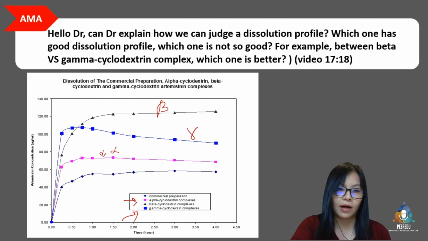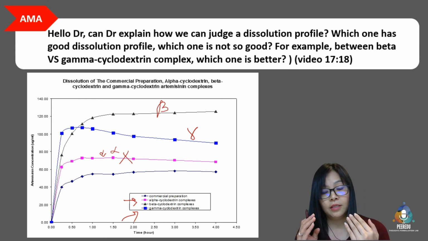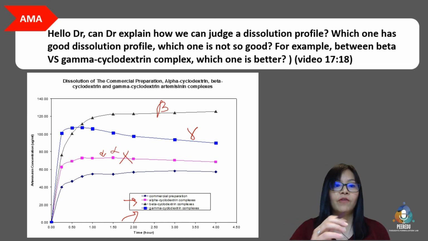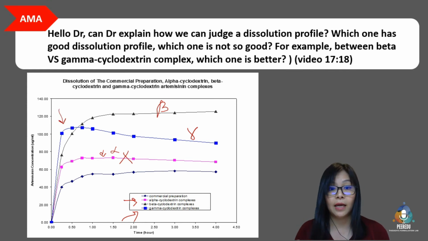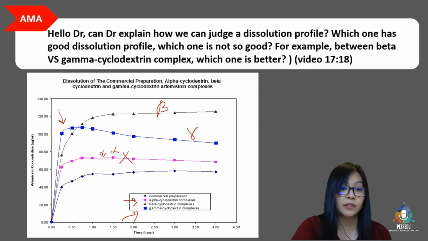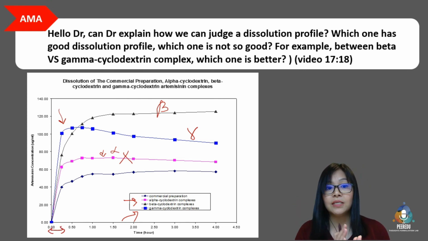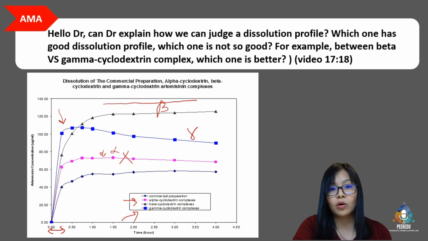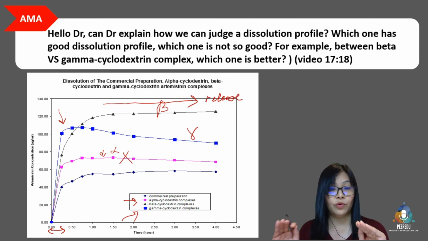Of course, alpha is out because even though its dissolution is okay, the extent of release is not good, right? Between alpha and beta, what do you expect? Alpha has a dissolution rate relatively higher compared to beta in the initial phase. It released faster, right? Beta released slightly slower, but beta has a more consistent release afterwards.